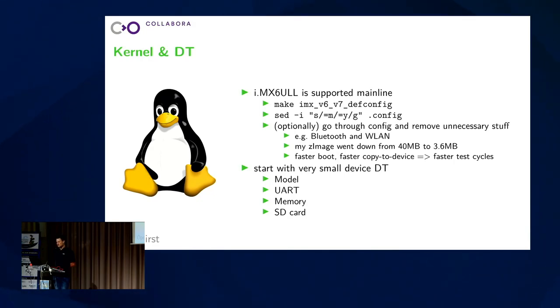And that means that the kernel image gets smaller. I don't really care about disk space, but it loads faster, it uploads faster to the device, and it boots faster, so the test cycles get a lot faster. For me, it was like going from 2 minutes per cycle to 15 seconds per cycle, so it's worth it. And then, just like I showed in my talk yesterday about the Rockchip, I used the same procedures to create a really small device tree, boot it on the device, and try to get as far as possible, which turned out to be quite easy because basically all of the system on a chip is already supported.